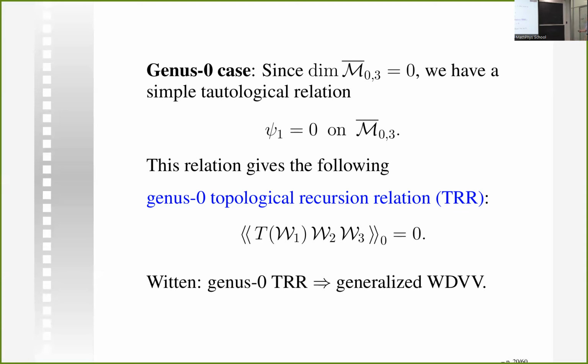It just says if you have any three vector fields, when you apply T to any one of them and put this into this three-point function, the genus 0 function, it always equals 0. And we can also observe that this genus 0 topological recursion relation actually implies the generalized WDVV equation. So in the genus 0 case, we essentially only have one universal equation, that's the topological recursion relation.